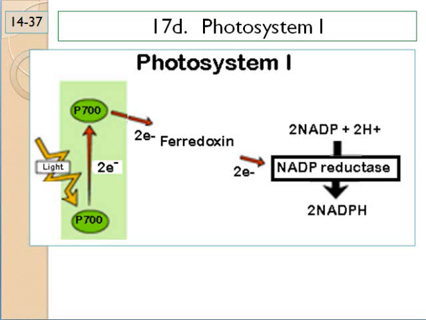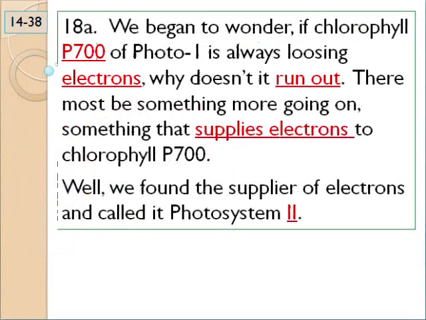Okay, so we begin to wonder, like I tell you, if he's always losing electrons, why doesn't he run out and everything grind to a halt like a car would? There must be something more going on. Because something is replacing the electrons he's losing. We didn't know what something was. So we began to wonder about who was supplying the electrons to photosystem I. And we discovered it, and we named that bad boy Photosystem II, knowing full well it's got to happen first. You got to gas the car before you take off on a ride. Okay?